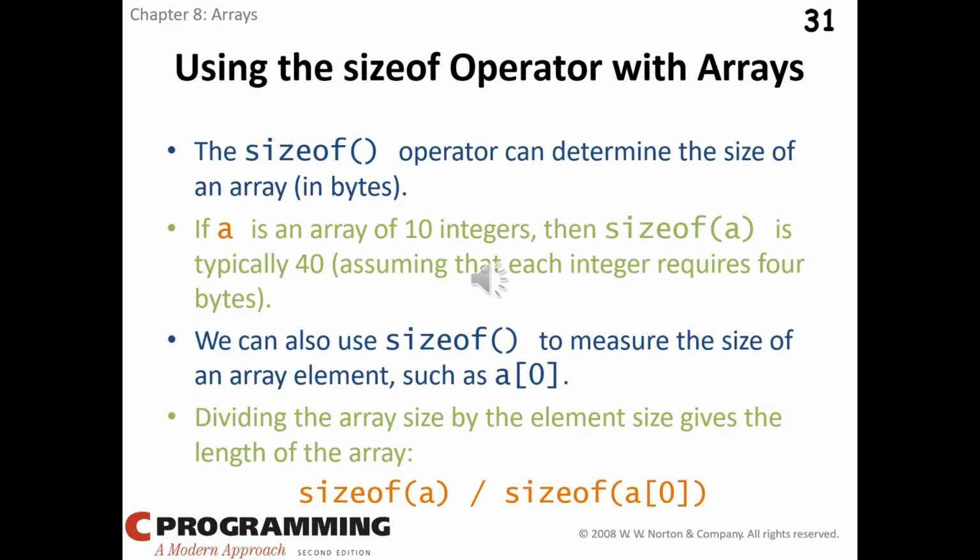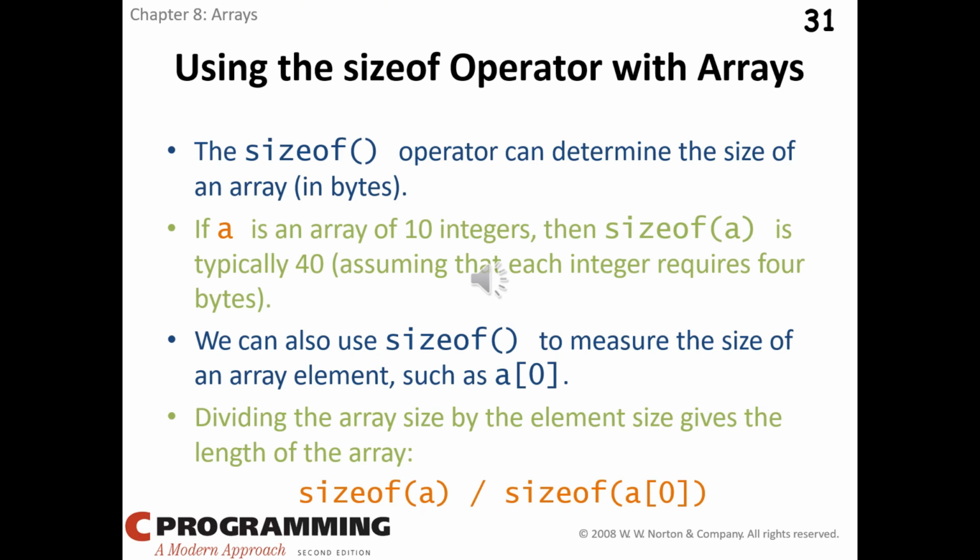Next, let's delve into using the sizeof operator to measure the size of arrays. Imagine we have an array called A with 10 integers. The sizeof operator helps us determine the total size of this array in bytes. If each integer takes up 4 bytes of memory, then sizeof A will typically give us 40 bytes, because 10 integers multiplied by 4 bytes each.